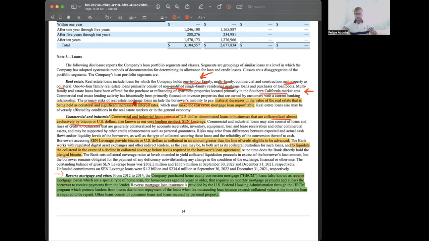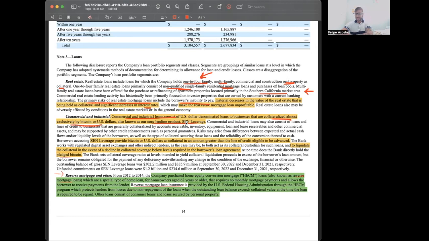The primary risk of real estate mortgage loans include the borrower's inability to pay, material decreases in the value of real estate that is being held as collateral, and significant increases in interest rates. Like I showed you above, it's hurting the bond market really bad. And that is bad for the overall economy because it slows things down dramatically and leads to bankruptcies of many, many corporations. And now we're seeing banks, right? So this is what I find interesting.